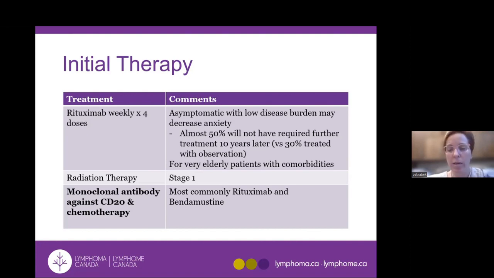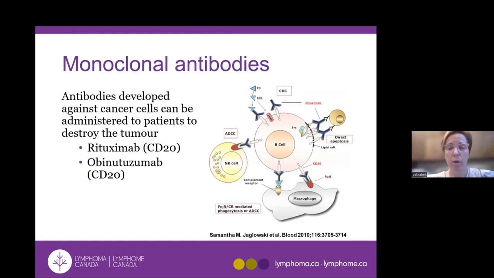So radiation therapy is used as the sole treatment in a small number of patients. Generally, that's patients with stage 1 disease, or sometimes a stage 2 that is encompassable by a single radiation field. The main initial therapy for most people when they are at a point that they require therapy is a monoclonal antibody against CD20, usually rituximab, because studies haven't shown a benefit of giving a different monoclonal antibody upfront, combined with chemotherapy, most commonly bendamustine.